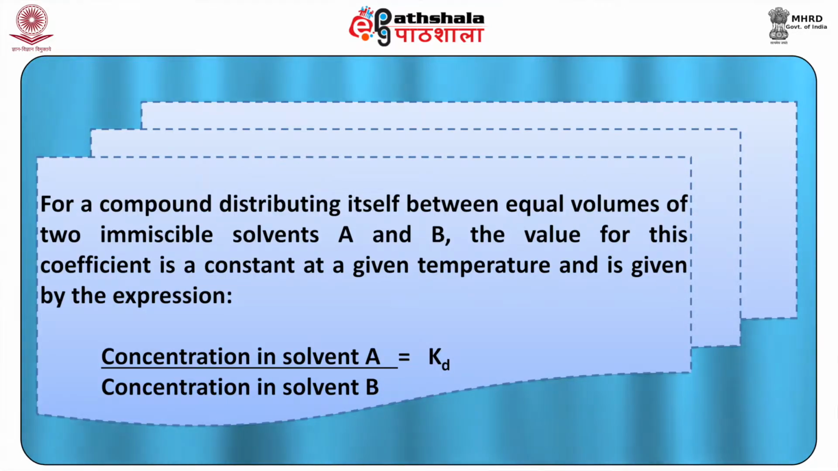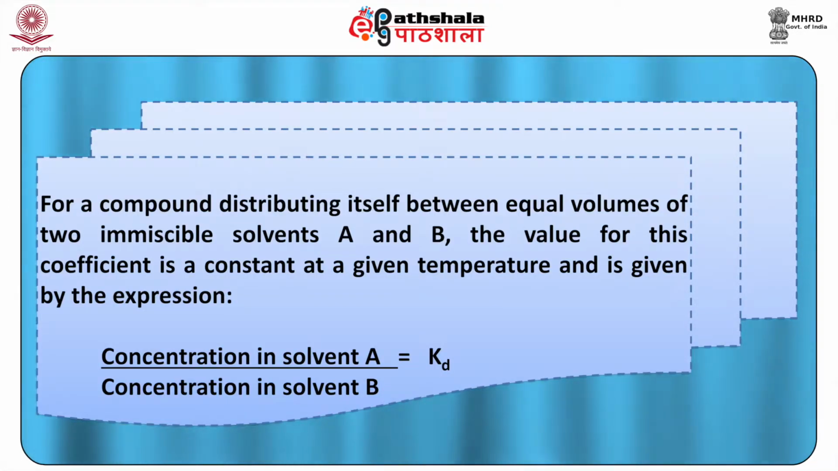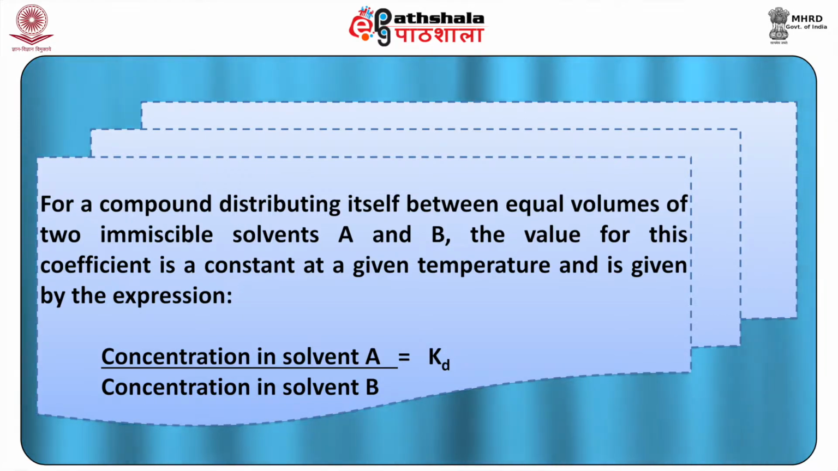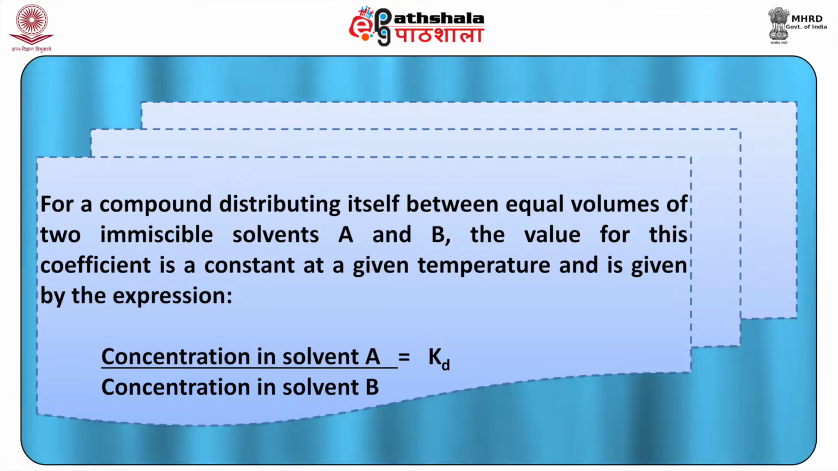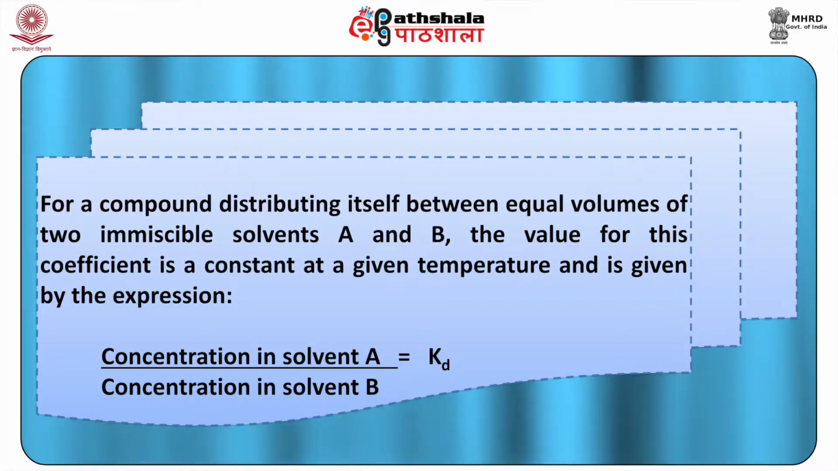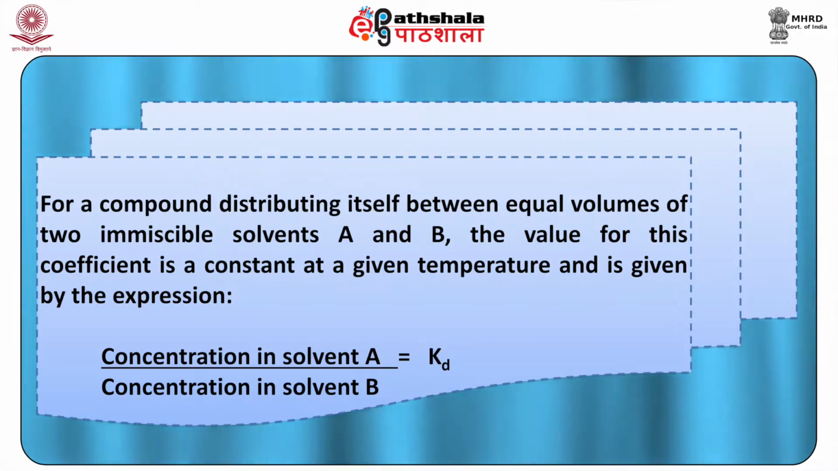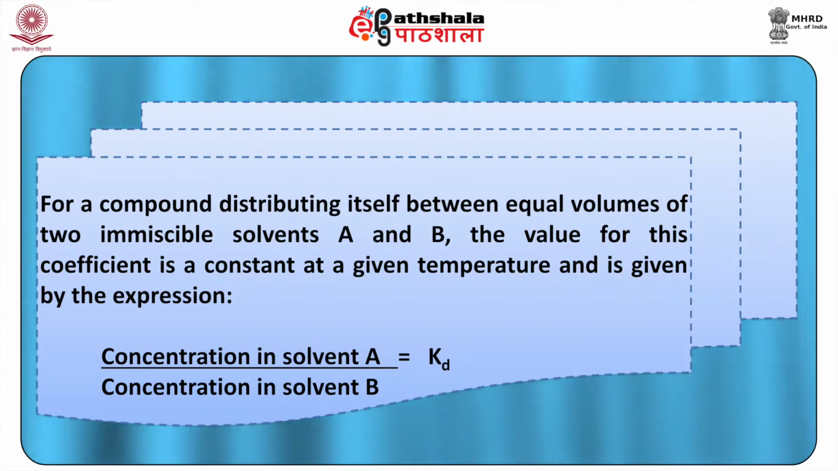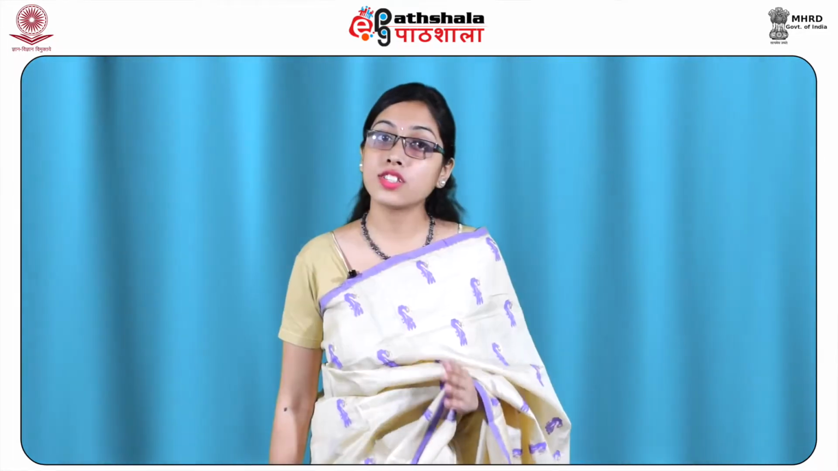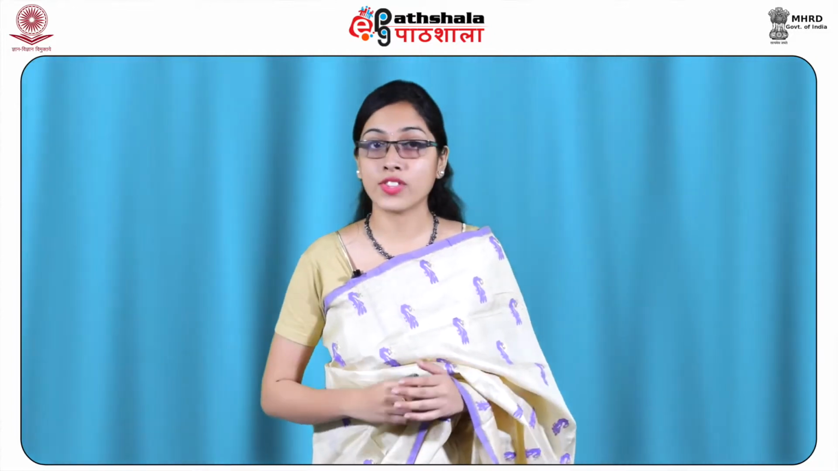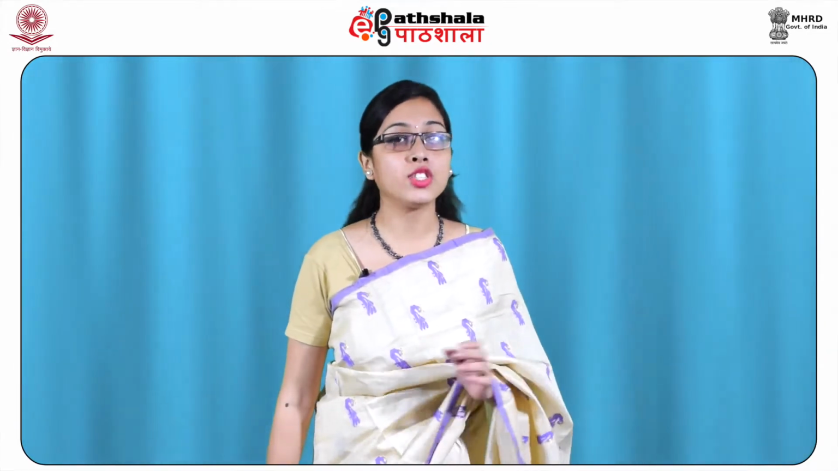For a compound distributing itself between equal volumes of two immiscible solvents, A and B, the value for this coefficient is a constant at a given temperature and is given by the expression: concentration in solvent A divided by concentration in solvent B is equal to Kd. The distribution of a compound can, however, be described not only in terms of its allocation between two solvents, but also by its distribution between any two phases, such as solid-liquid or gas-liquid phases.